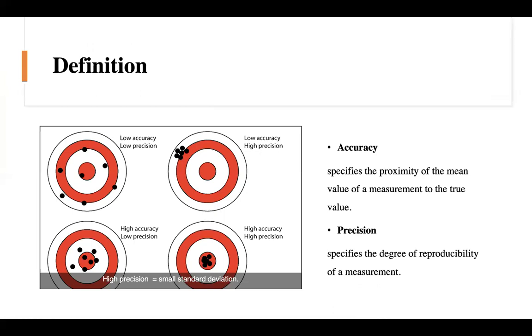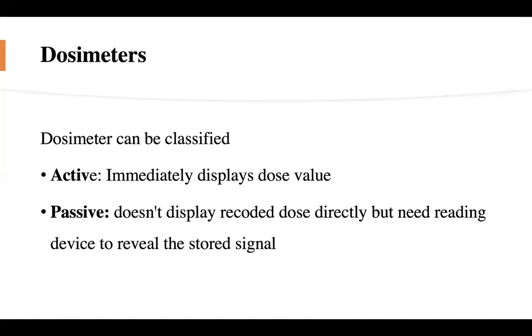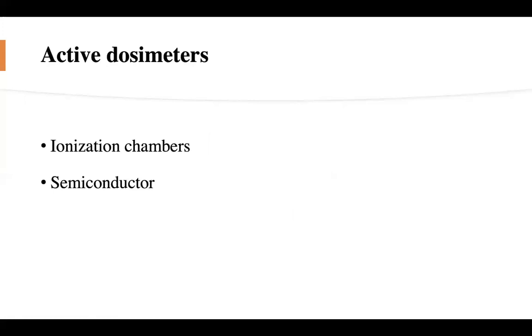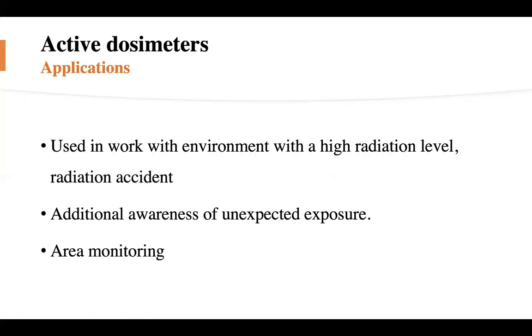This is just more definition if you want to know what accuracy and precision are. Dosimeters can be classified as active and passive. The active dosimeter immediately displays the dose value you just exposed it to. Passive does not display the recorded dose directly, but needs other devices or accessories to read a stored signal, like TLD, if you know TLD. Active dosimeters, like ionization chambers and semiconductors, can give you the dose directly.